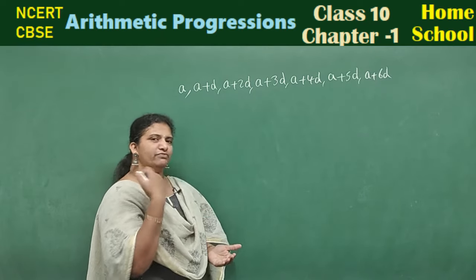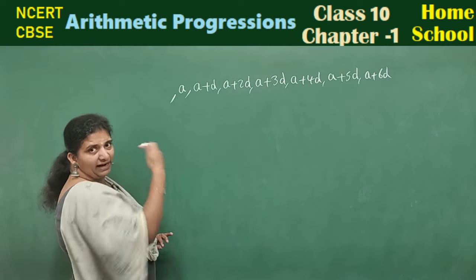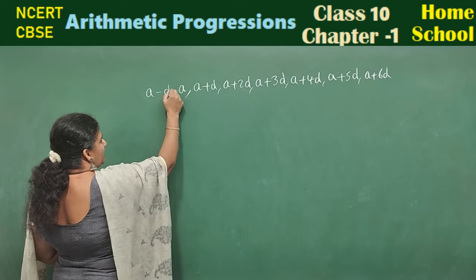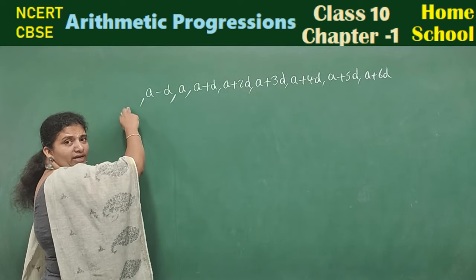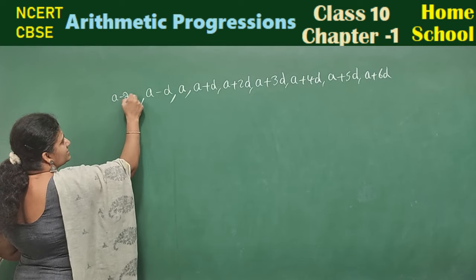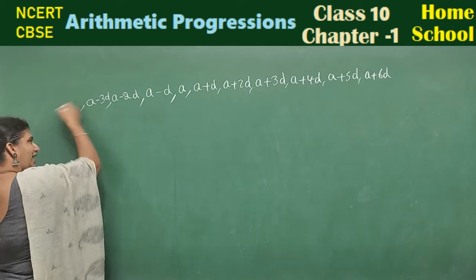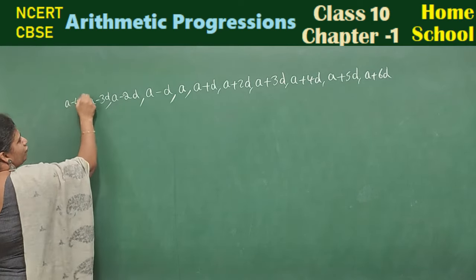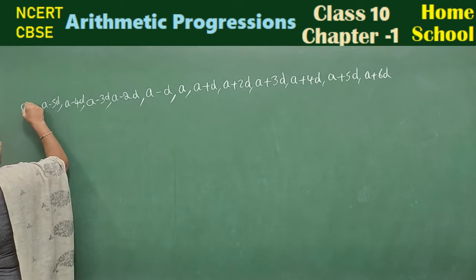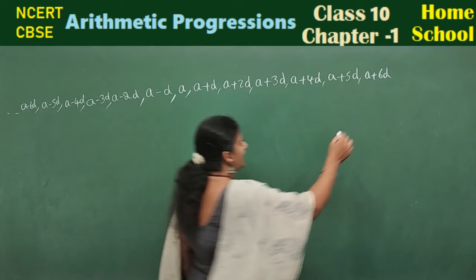Then if you want the term before, what do you do? The common difference is subtracted. What will be the before term? A minus D. And for the term before that, again subtract D. That will be A minus 2D, A minus 3D, again A minus 4D, A minus 5D, A minus 6D. Like this, and so on. And this side also.